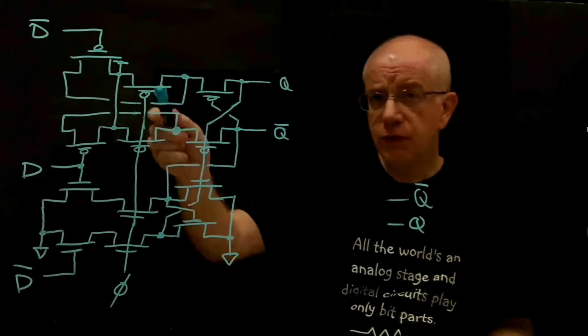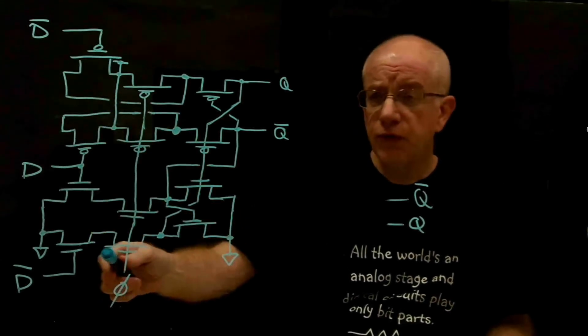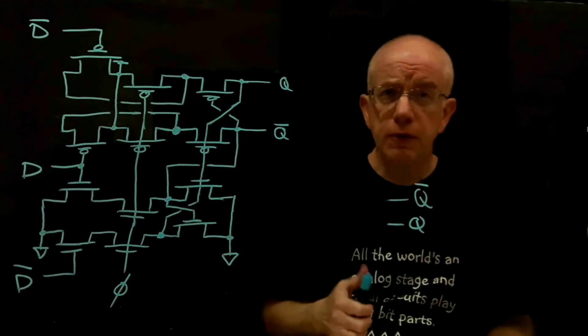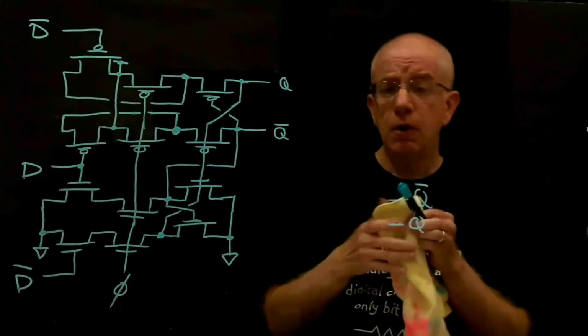The clock transistors are all sort of in the same column. The D inputs are all in the same column, and the cross-coupled inverters are all in the same column. So that's actually a really nice arrangement.